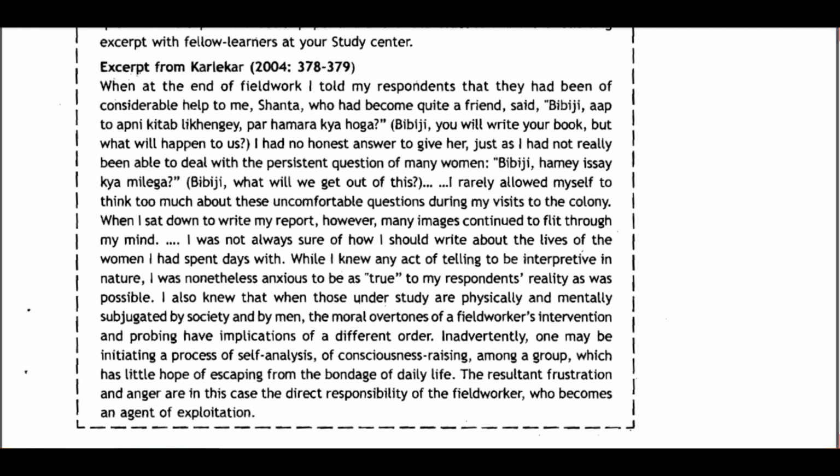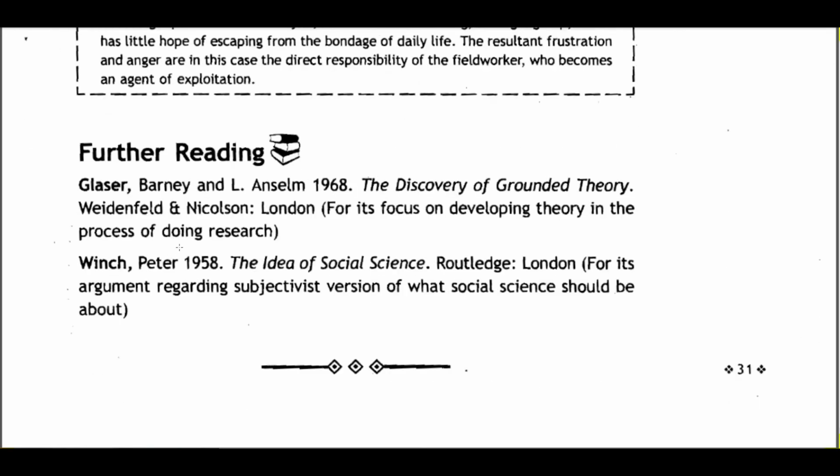I also knew that when those under study were physically and mentally subjugated by society and by men, the moral overtones of a field worker's interventions and probing have implications of a different order. Inadvertently, one may be initiating a process of self-analysis, of consciousness raising among a group which has little hope of escaping from the bondage of daily life. The resultant frustrations and anger are in this case the direct responsibility of the field worker, who becomes an agent of exploitation. For further reading, you can look at The Discovery of Grounded Theory, and the other book is The Idea of a Social Science, Routledge, London.